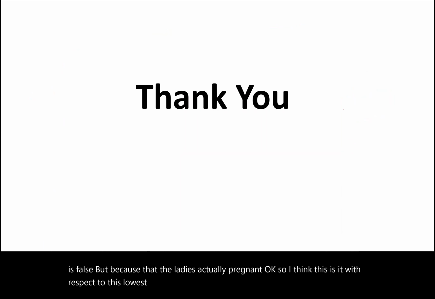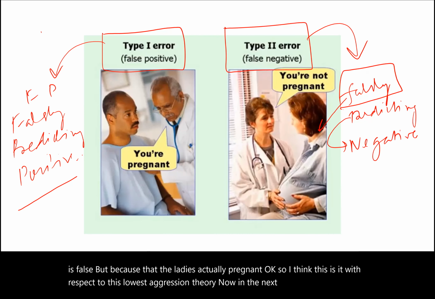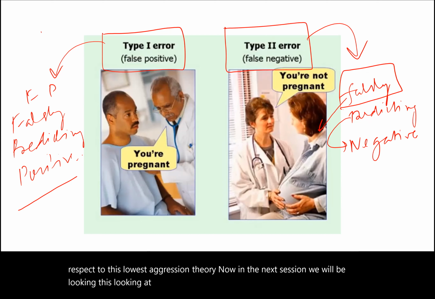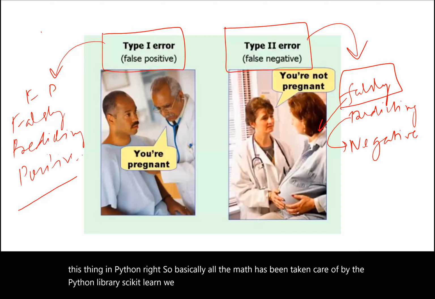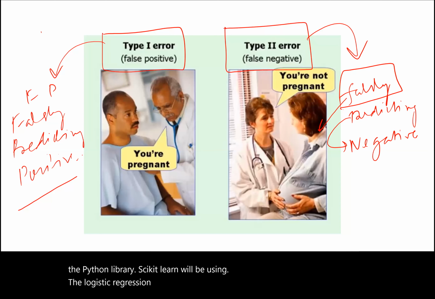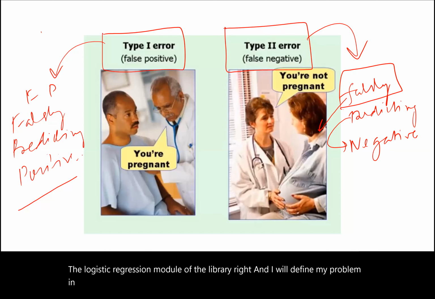And now in the next session we will be looking at the Python implementation. How can I implement all this in Python? All the math has been taken care of by the Python library, scikit-learn. We'll be using the logistic regression module of the library, and I will define my problem in a Pythonic way. What is my y variable? What are my x variables? I will then take the data and split it into training and test set.